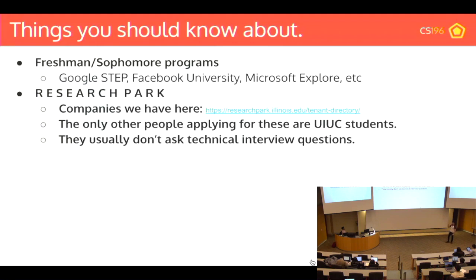Research Park, you should know about this. On campus, slightly off campus, we have Research Park, which is basically just an area with a bunch of companies ranging from like Capital One to Jump Trading to Yahoo or Verizon Media, whatever it may be. When you apply to these jobs, you are only competing against people that go to the school. And they usually actually don't ask technical questions, which is really great, especially if you're a freshman, because some of the technical interviews can get kind of hard.